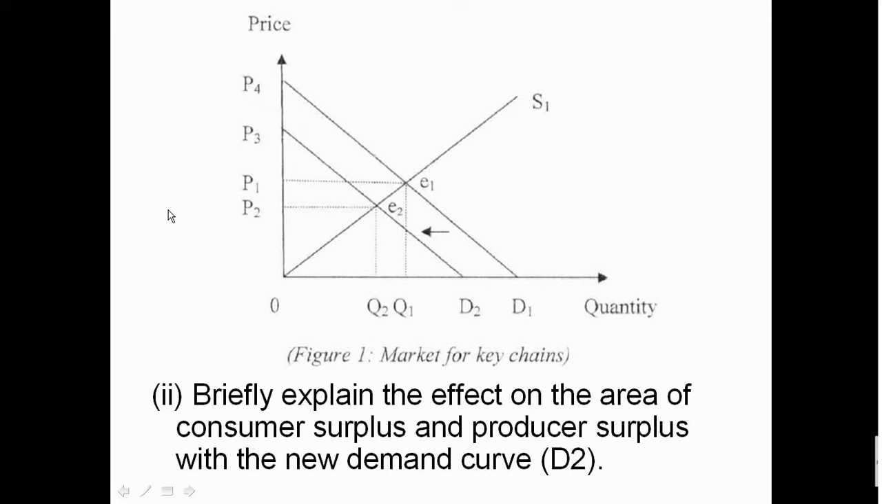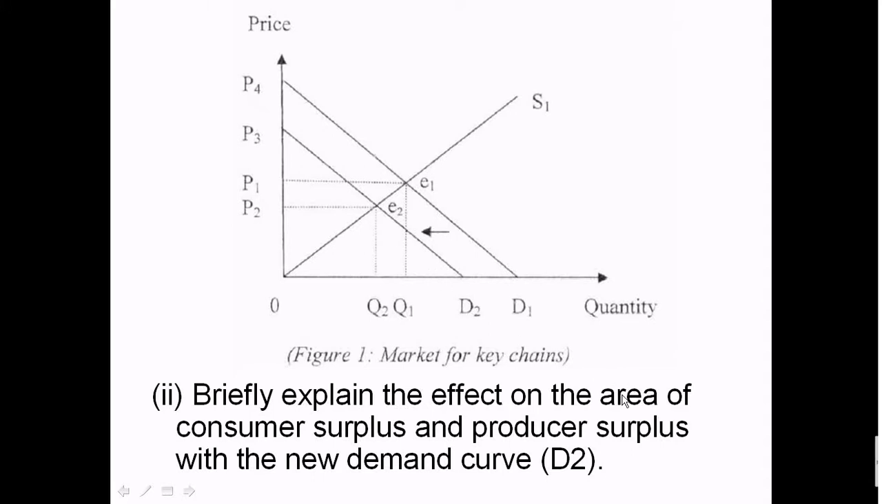Right, let's move on to the next part of the same question. Okay, so part 2 of the question, it says briefly explain the effect on the area of consumer surplus and producer surplus with the new demand curve D2. Alright, so from the previous question we have looked at the equilibrium point E1, so now we shall move on to E2. We'll be looking at the new demand curve D2.